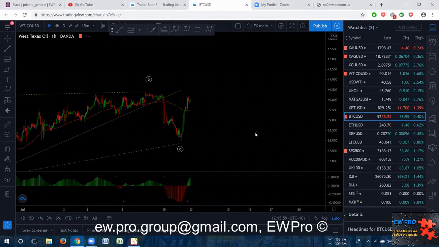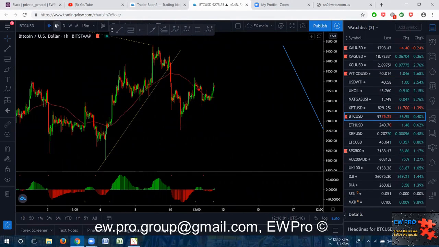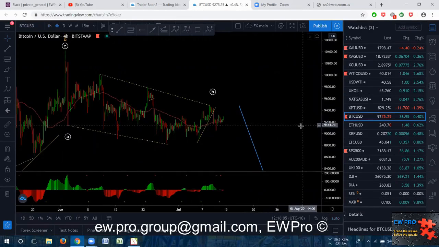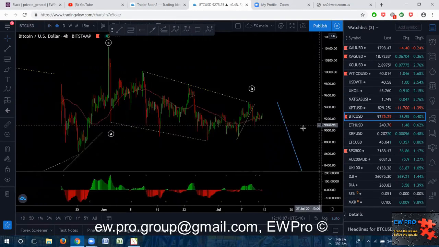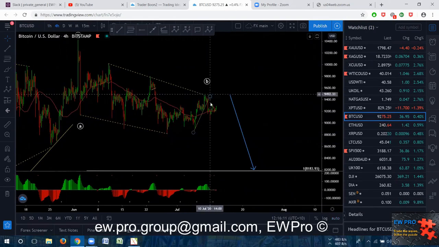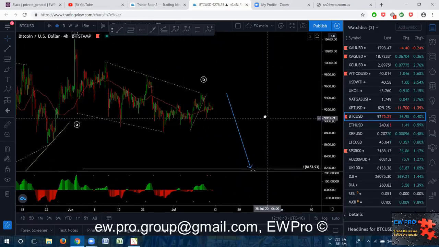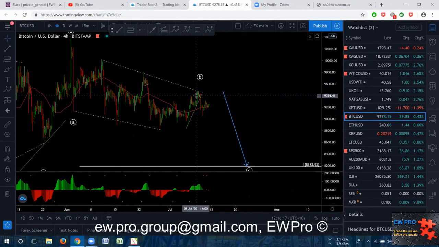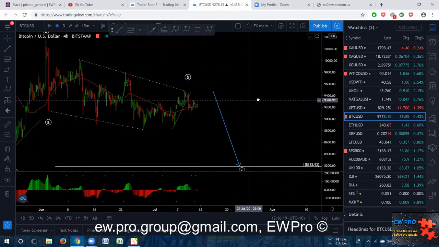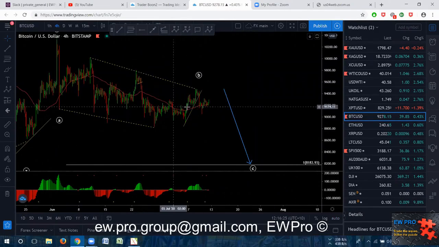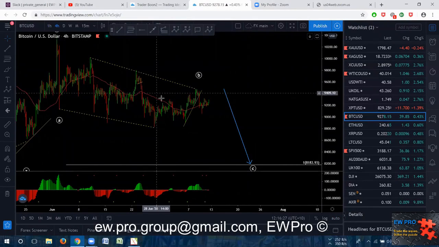Bitcoin. This is playing pretty nicely. Again, I'm looking for that C down like most of them. Been looking for this C down for a while. Bitcoin loves to give long drawn out corrections. Ever since I've been following it, it always has. It loves to give these long drawn out corrections, and the corrections are really choppy.